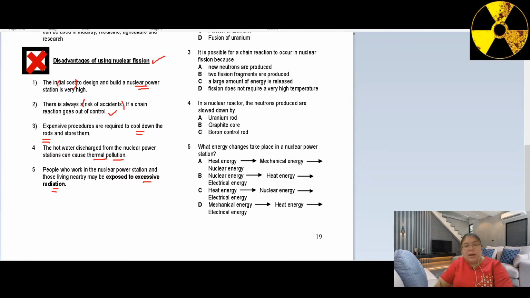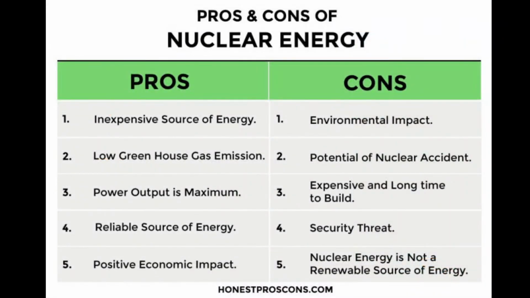So this one is a pro and con. We're going to see another pro and con when they make a summary. They do the summary here. Okay, let's see the pros. Inexpensive source of energy. Low greenhouse effect. Power output maximum. Reliable source of energy. Positive economic impact. Okay, let's see the cons. Environmental impact. Potential of nuclear accident. Expensive and long time to build. Security threat. After that, nuclear energy is not a renewable source of energy. So this one is some of the examples for the pros and cons.